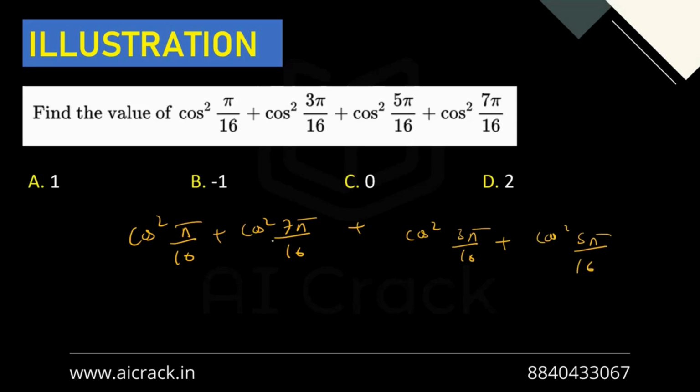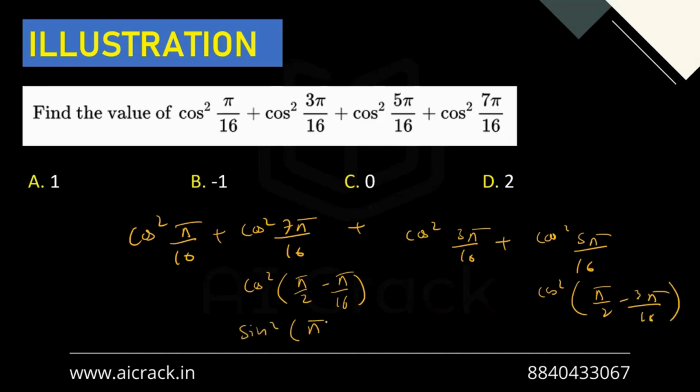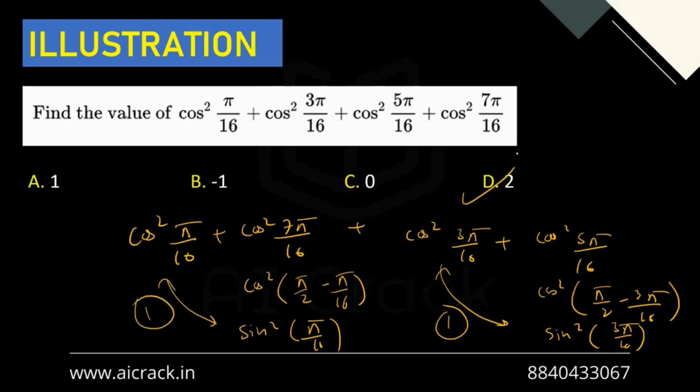Now when we have clubbed these terms together, we are going to use our second triggered thought about sine square, right? To convert this into sine square, we should be using the allied angle concept. We can write this as pi by 2 minus pi by 16. And similarly, we can write this term as cos square pi by 2 minus 3 pi by 16. So this becomes sine square pi by 16, and this becomes sine square 3 pi by 16. If we club both these together, that gives us 1. And if we club both these together, we get 1. So 2 is the correct answer.